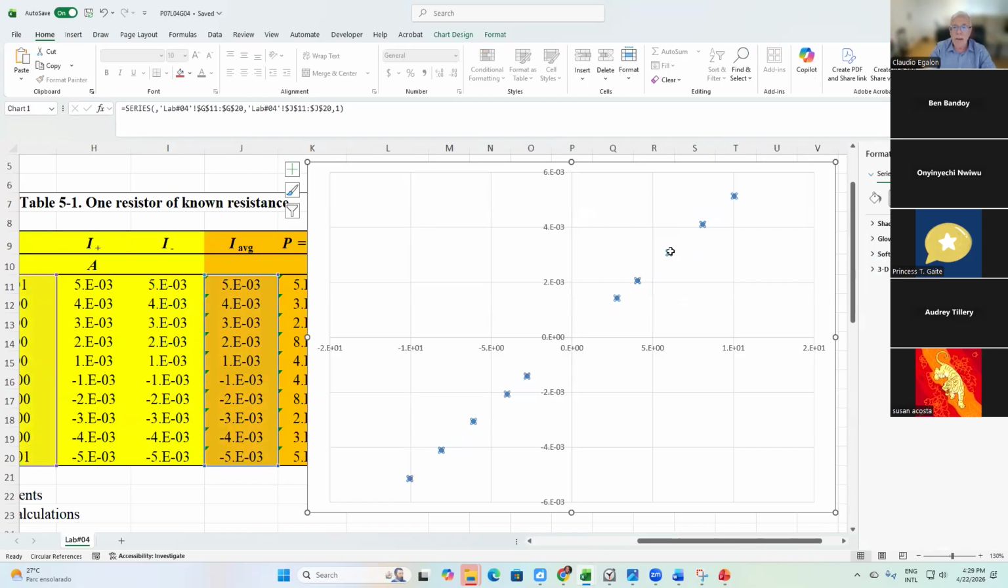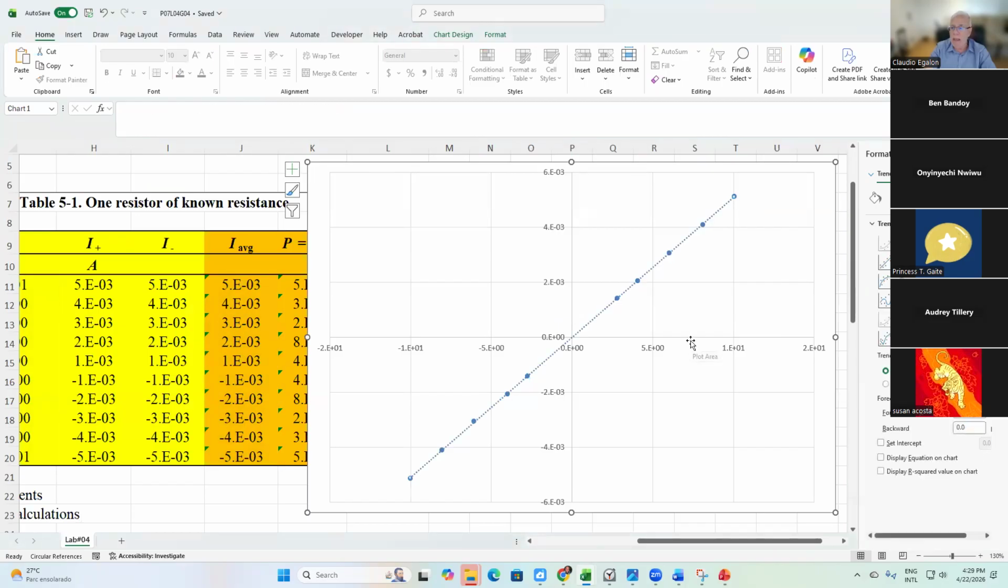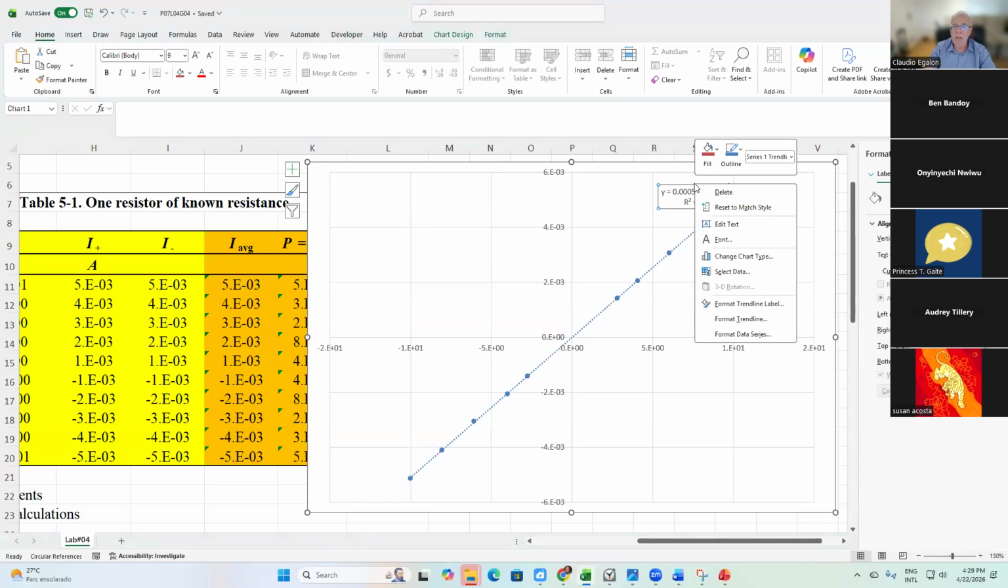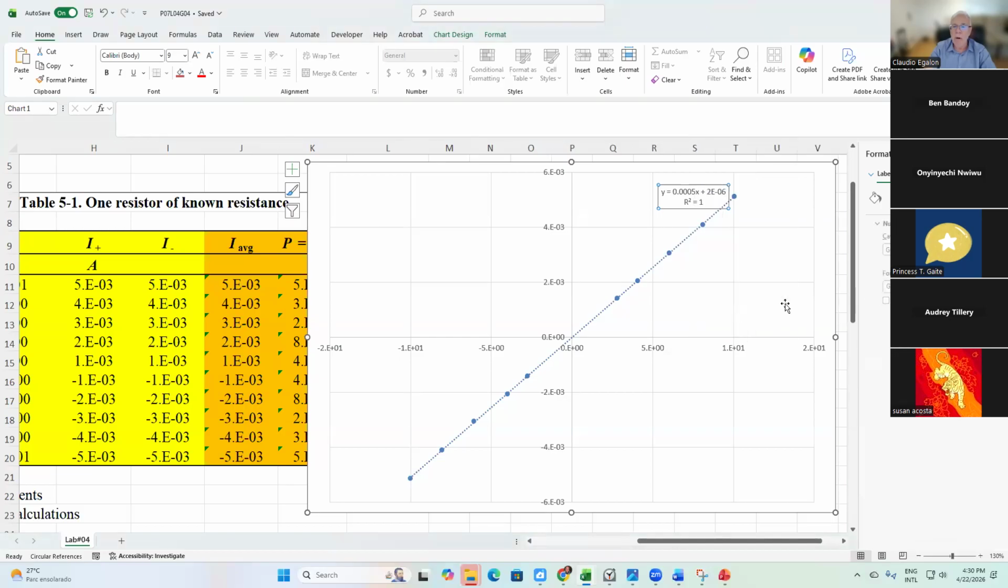Here you go. Right click, add trend line, display equation on chart, display R square value. You see that I got one here? Okay, so how do we fix that? You right click the box, format trend line label. Change the category to number, and add as many decimal places as required to see a number that's not one. Okay, 2, here you go.